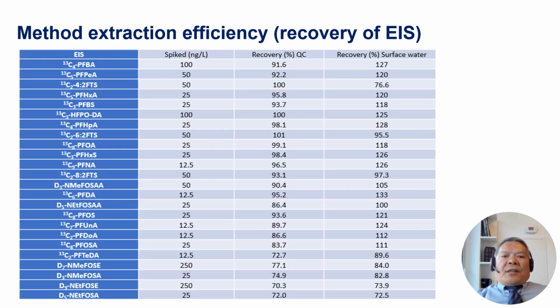Method extraction efficiency can be evaluated by measuring the recovery of the extracted internal standard, because the extracted internal standard is actually spiked to the sample bottle before you do sample preparation. So you can compare this recovery in the QC sample and in the real surface water. Our results meet the criteria set by the EPA method.